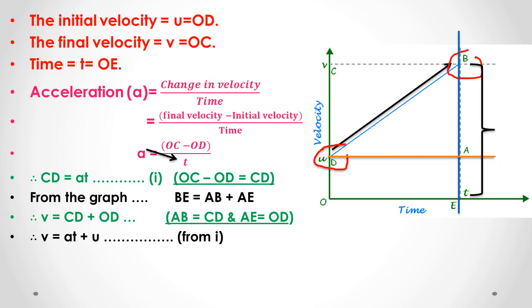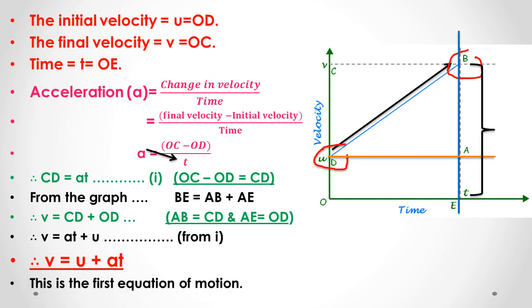Now from equation number 1, the CD which I have written with the green color, we can say that CD is equal to AT, right? So in place of CD we write AT, and OD is nothing but our initial velocity. Therefore V is equal to AT plus U. Alright, and the final equation we can rearrange and write as V is equal to U plus AT. So students, this is the first equation of motion, that is V is equal to U plus AT.